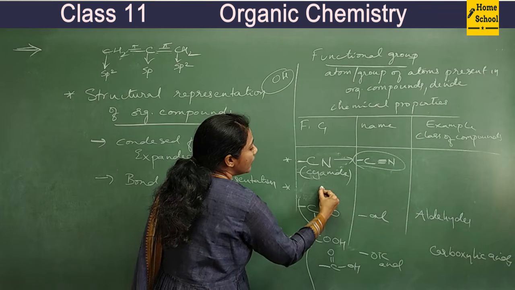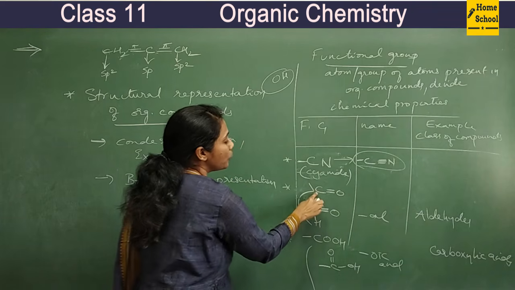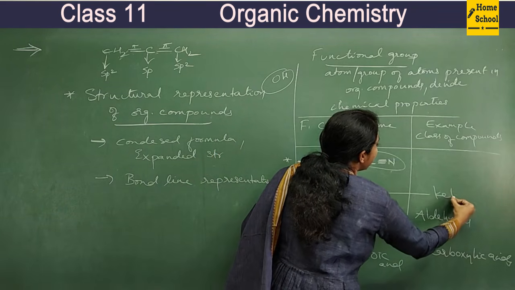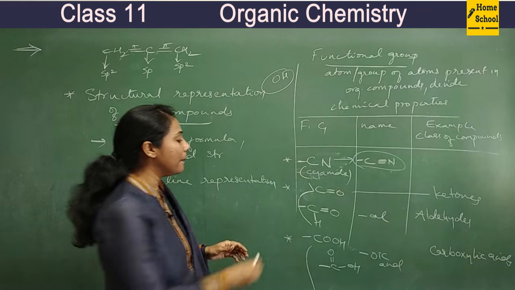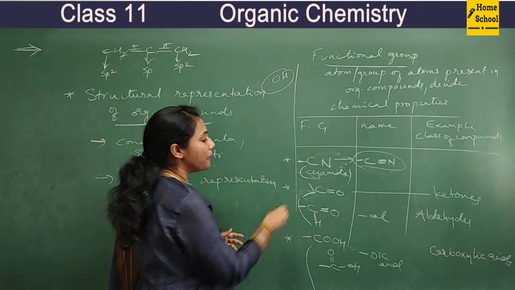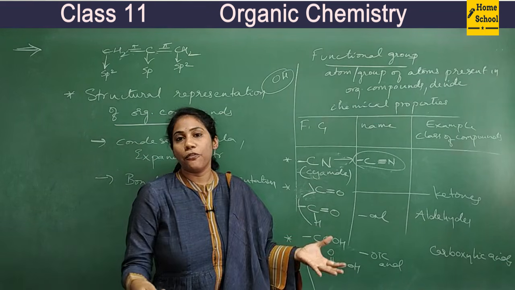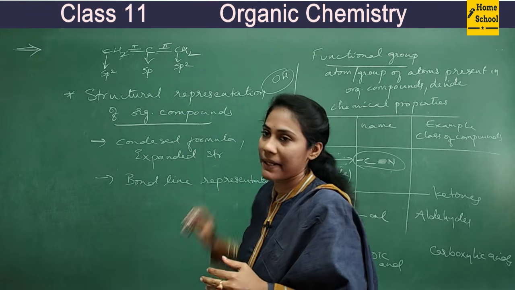Another group. This is the ketone group, the CO group. The CO group is mentioned this way. This group we normally call ketones. If this group is there in an organic compound, we can call it a ketone. At least these groups, how to write them in an expanded form, this idea you must learn for structural representation.